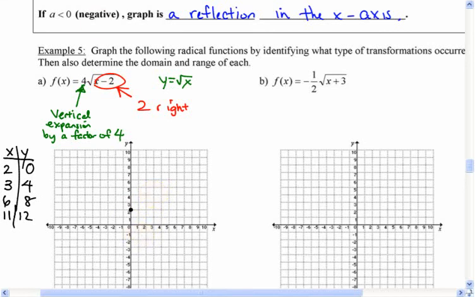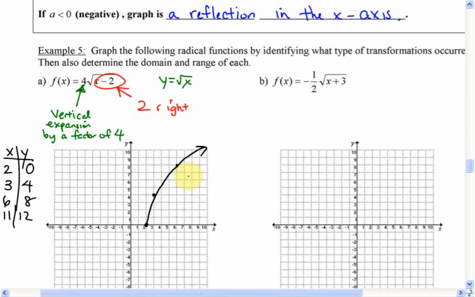I made a mistake there, didn't I? I should be plotting 2, 0, yeah. 3, 4, 6, 8. Okay. Okay, so I'll give you a chance to graph it out.